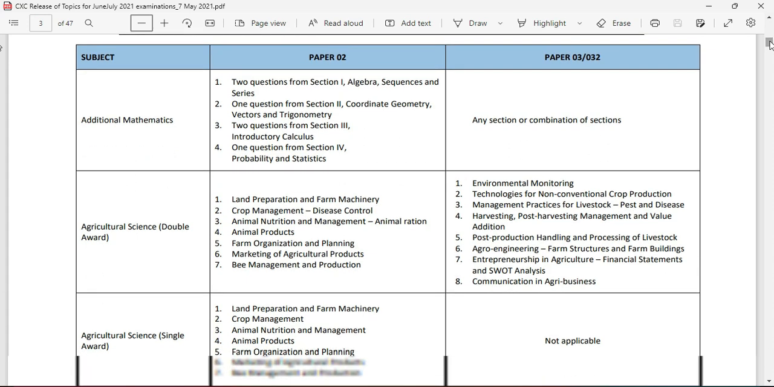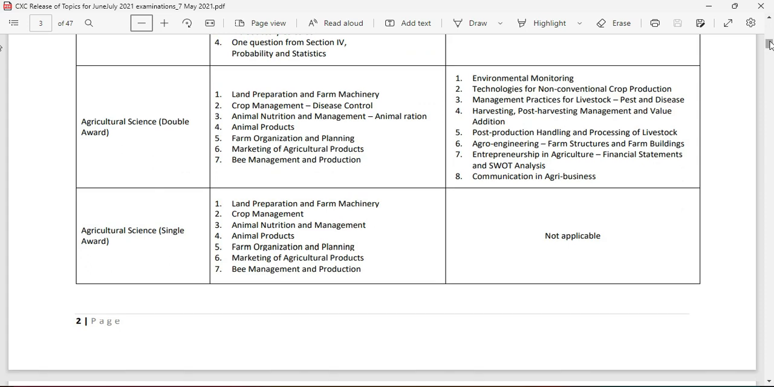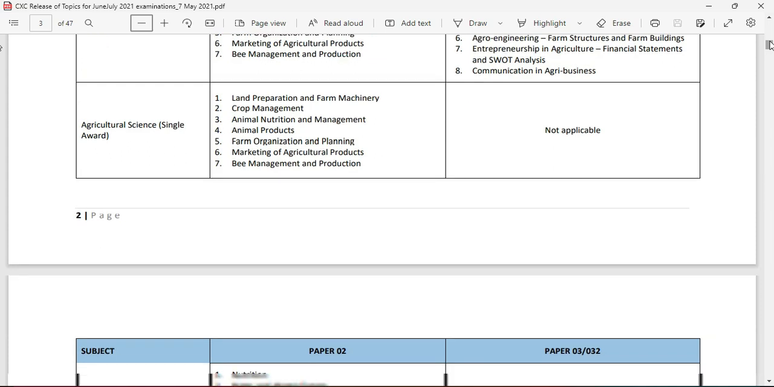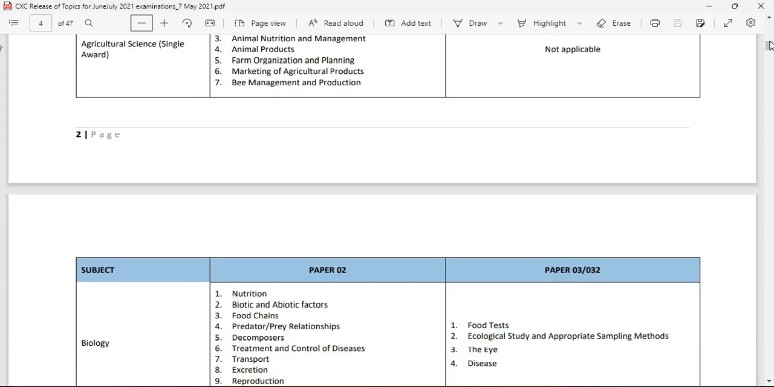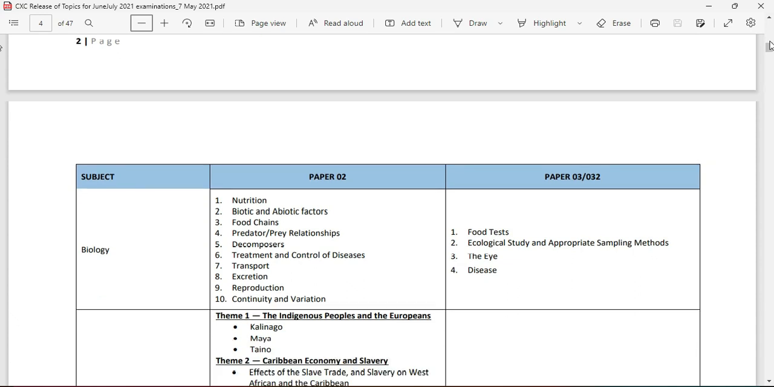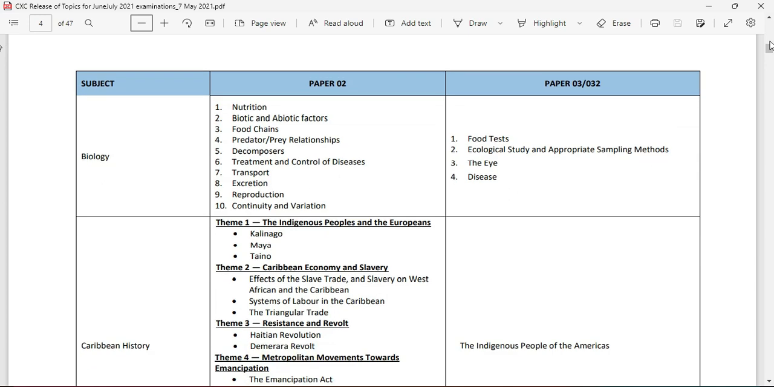So I'm just going to pull you on through the paper. Be reminded that you can stop the video at any time to look at the part of the paper here that is pertinent to you. This was pretty much the broad topics for 2021. We are wondering what the broad topics will be for 2022.